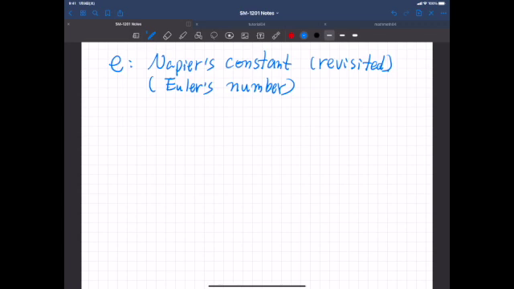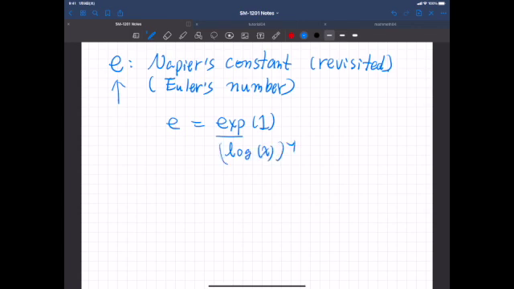Alright, next we look at this constant again, which is Napier's constant or Euler's number. We have studied this before when we studied complex numbers. This constant was introduced as the value of the function exp when its argument is 1. And this function was defined to be the inverse function of the natural logarithm.